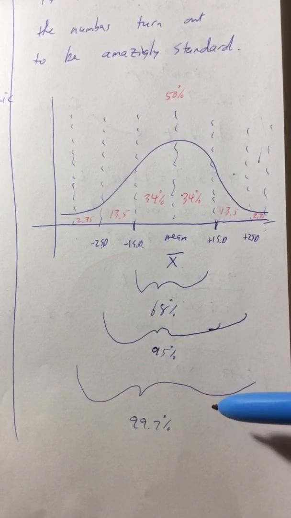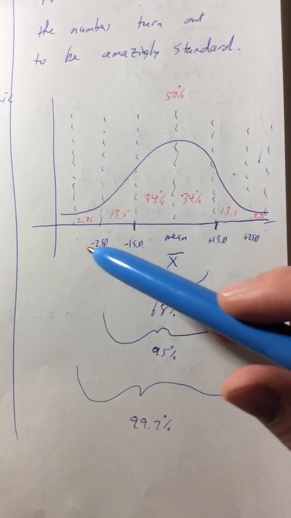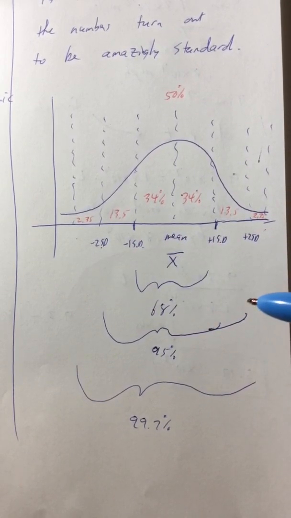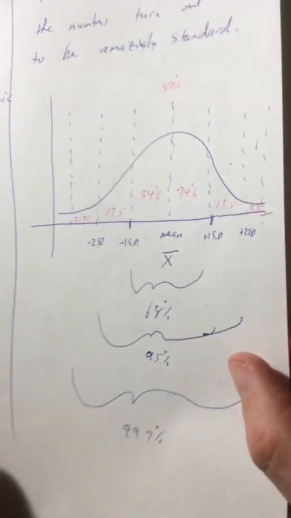So it's a very small percentage, obviously, of girls that are above 5'10" or shorter than 4'10". Okay, so those are the percentages for our normal distribution curve.